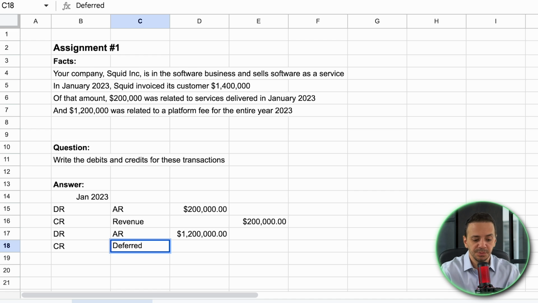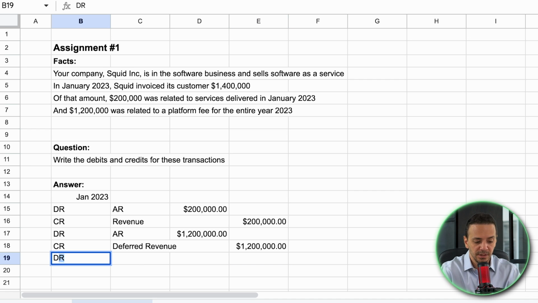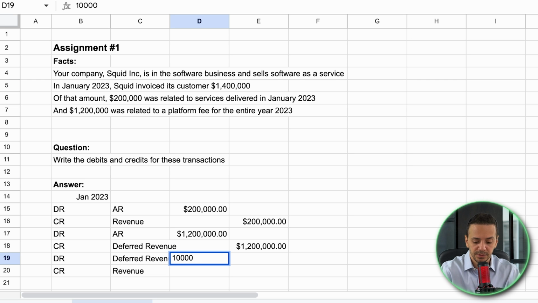Why is it a liability account? It's because you receive this money for a service you will deliver in the future. Therefore, you're liable to deliver this service in the future. It's a liability. So deferred revenue for $1.2 million. And then we'll go ahead and recognize $100,000 out of this $1.2 million in the current month. So the debit in this case will be for deferred revenue, reducing your liability, and a credit to revenue, recognizing a portion of that amount. This is going to be for $100,000, the same for the credit side.